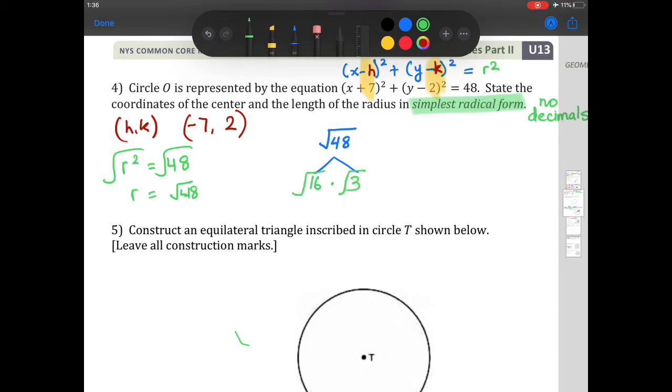Since one of them has to be a perfect square, please make sure you understand that. So what's the square root of 16? It is 4 radical 3. So your radius is 4 radical 3. Okay, how can you check? Put this in the calculator and put this in the calculator. You should get the same decimal answer.